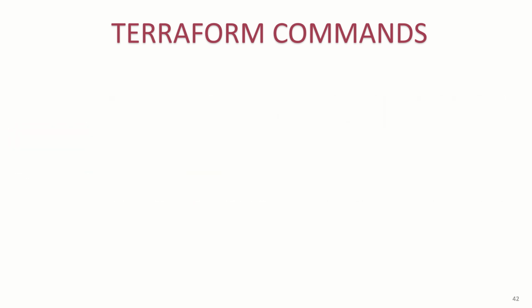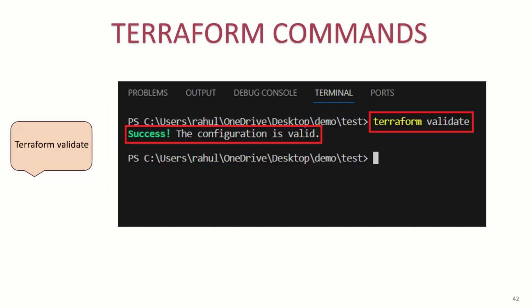After terraform fmt, we'll see another command, that is terraform validate. Once we run it, we'll see this kind of message: success, the configuration is valid. It means all the referencing of the variables and everything is in place, so we don't need to modify anything, we are good.